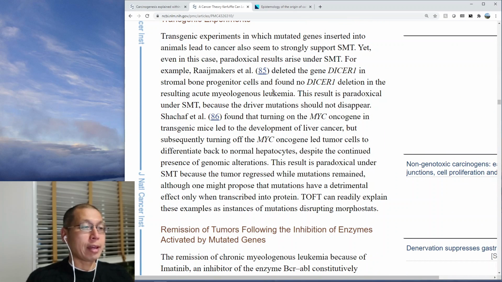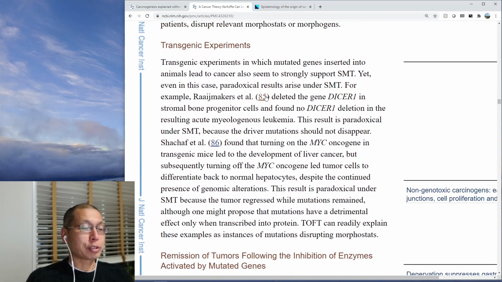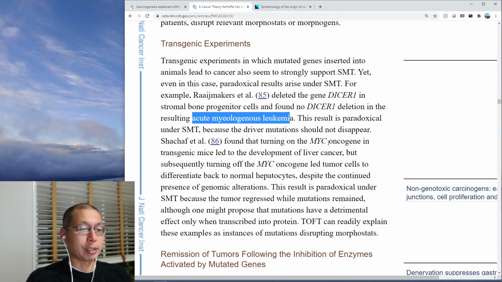And then there are some transgenic experiments where researchers deleted a driver gene in the progenitor cells, and then the resultant cancer did not have the deleted gene. So that's weird because the deleted gene is thought to be the driver of the cancer, and it disappeared.